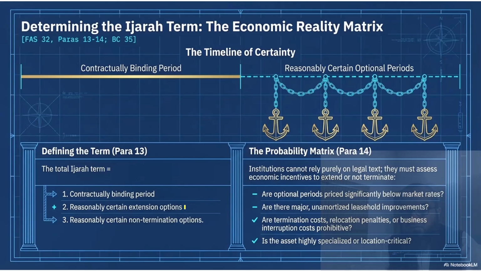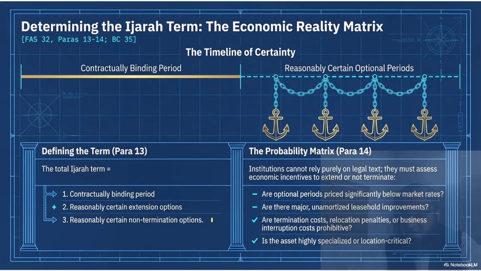Extension period, which is not binding, but it is reasonably certain that the lessee will extend its lease, right? And the lessor also. Reasonably certain non-termination options. There are termination options as well. For example, it can be an option that after 6 years, the lessee can terminate. But should we go forward beyond 6 years or not? We have to see if the termination option is likely or not.